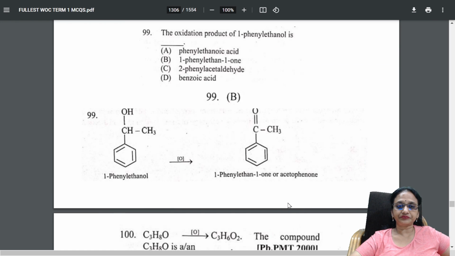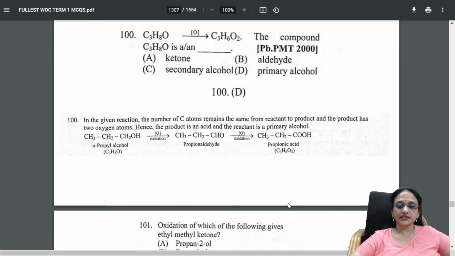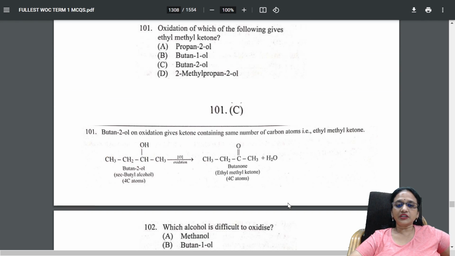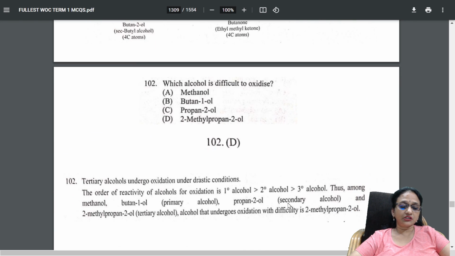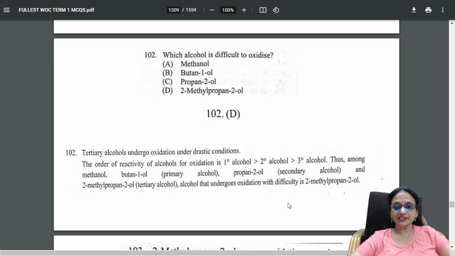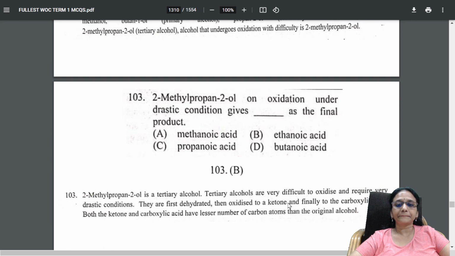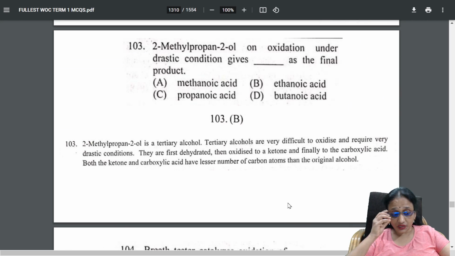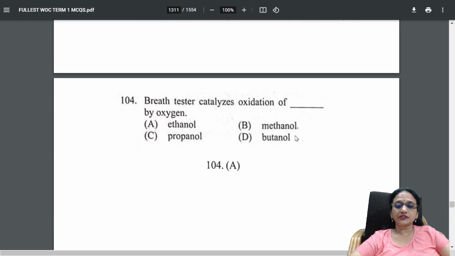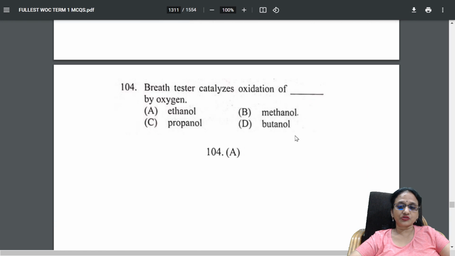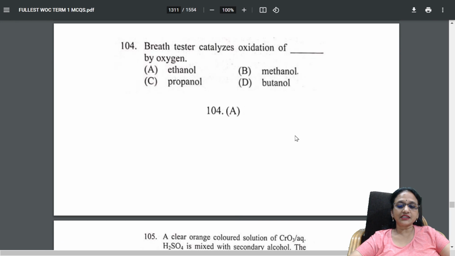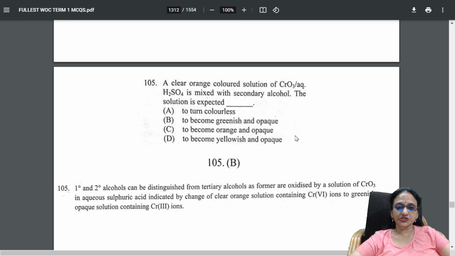Further reactions? Yes. All the reactions of oxidation are given here. Which is difficult to oxidize, which is easy to oxidize, like that. 2-methyl propanol, they'll give you an example and you need to see which one will undergo oxidation. Then there is a catalyst. They're asking you which one it catalyzes. It is not in NCERT. Further, a practical based question is given to you.